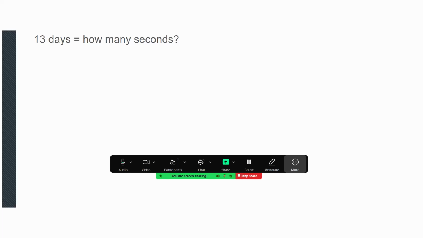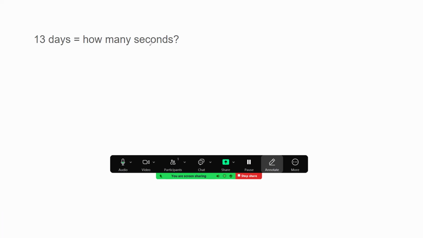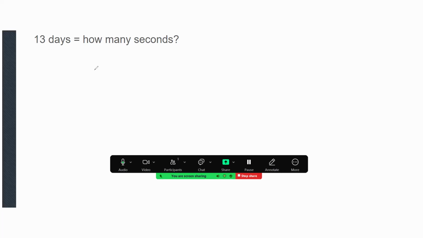Okay, let's take a look at this one. So this is converting time from days all the way down to seconds. And so this is another form of dimensional analysis. So let's start with what we know.